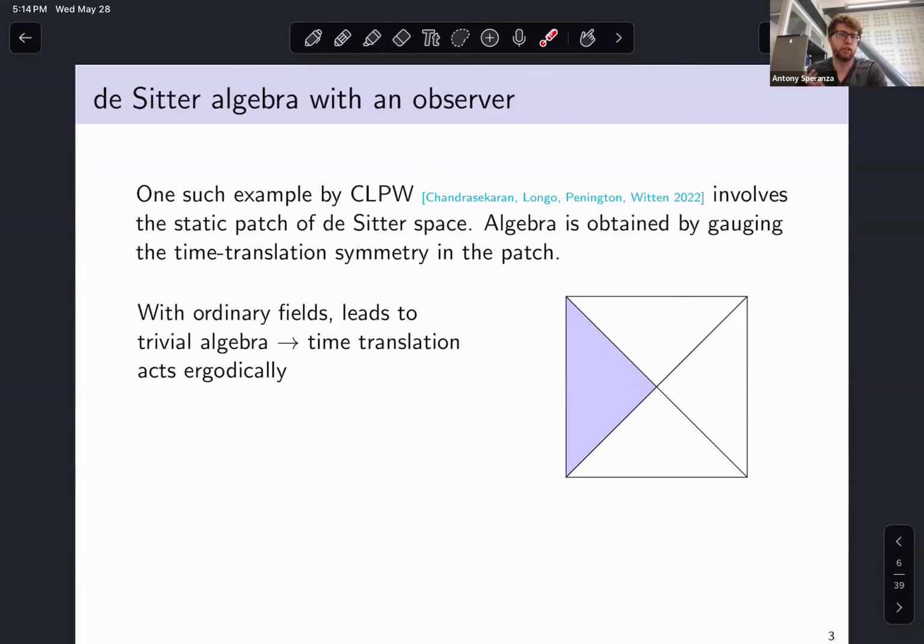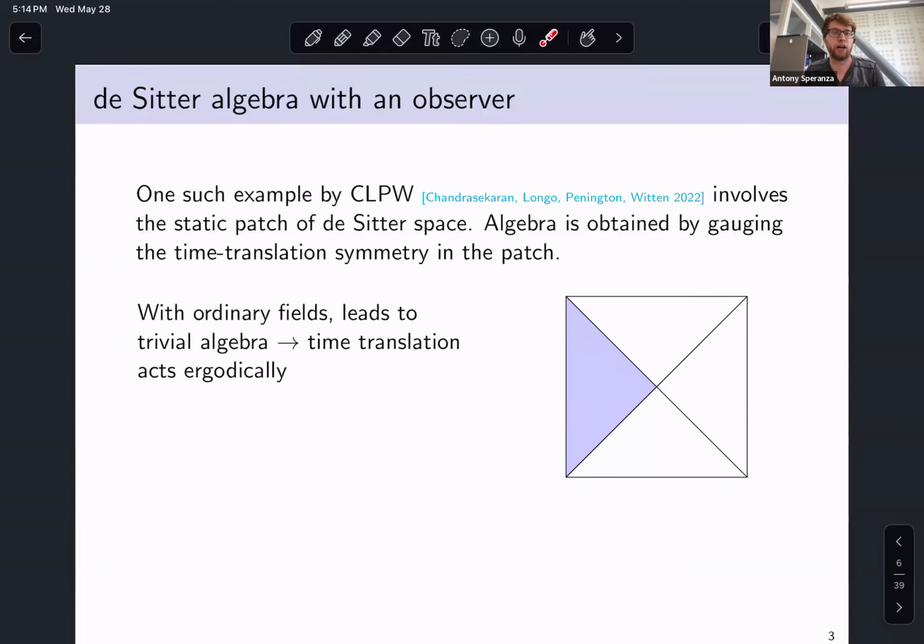And so they ran into an issue, which is that in ordinary quantum field theories, there are no operators that are localized to the patch and are also invariant under this boost flow. So sometimes they say that time translation acts ergodically. This is similar to the Rindler wedge. You'll never have operators localized in the Rindler wedge that are invariant under the boost. So this was the original mode.